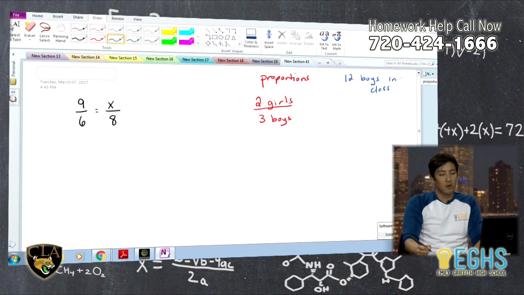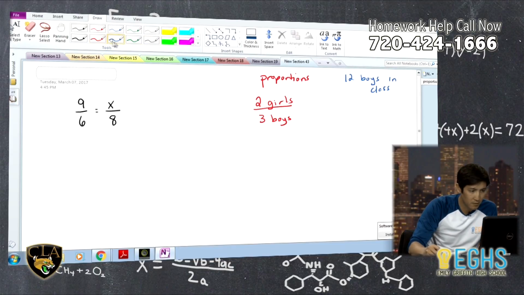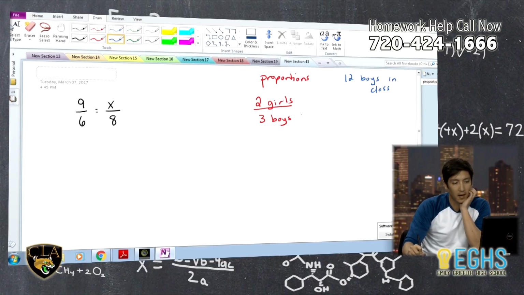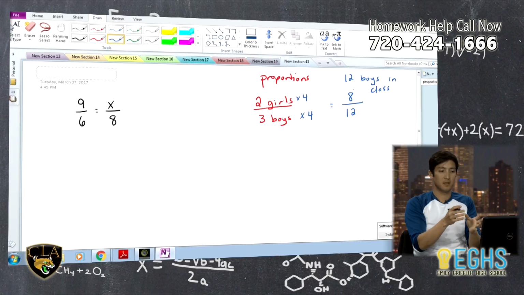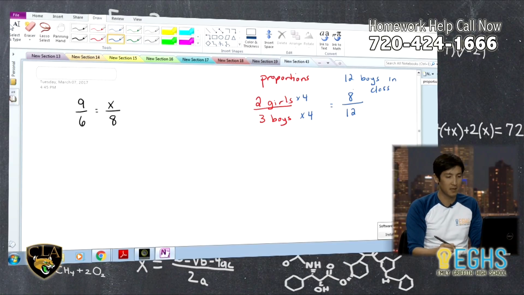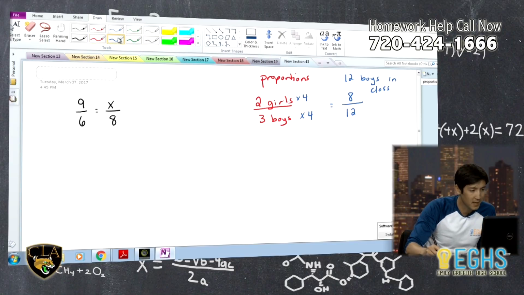So one way to think about this is, how many groups of 3 boys do you have? You have 4, right? 3 times 4 is 12. So we could multiply the same thing up here and we would have 8. So when we talk about proportions, we're talking about the same multiplier, in a sense. That's what we're looking at here.